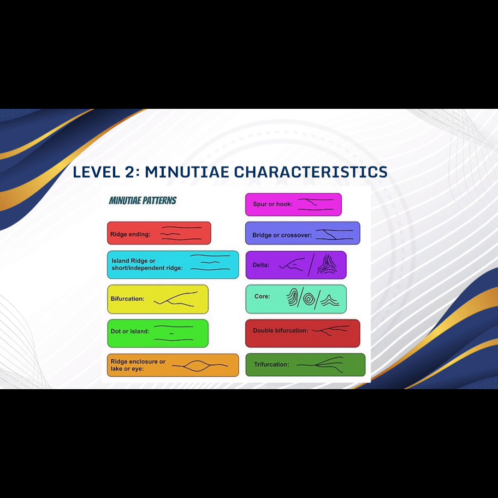There are several types of minutiae characteristics. Some are bridge, double bifurcation, trifurcation, island, lake, hook, ridge cross, drop, dot, ridge ending, abrupt ending, and many more.